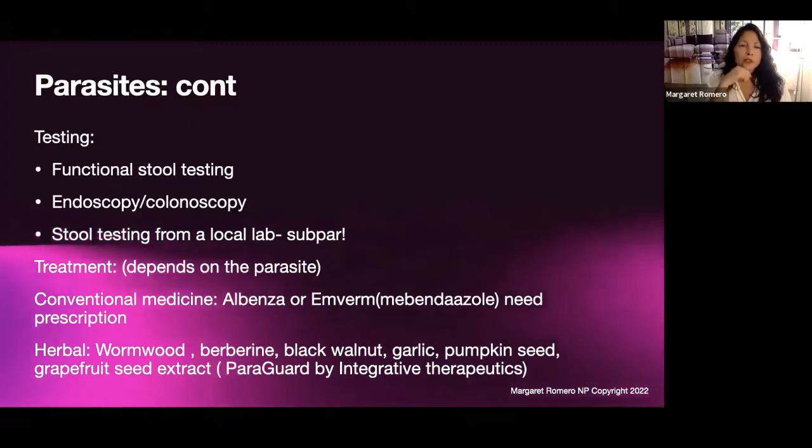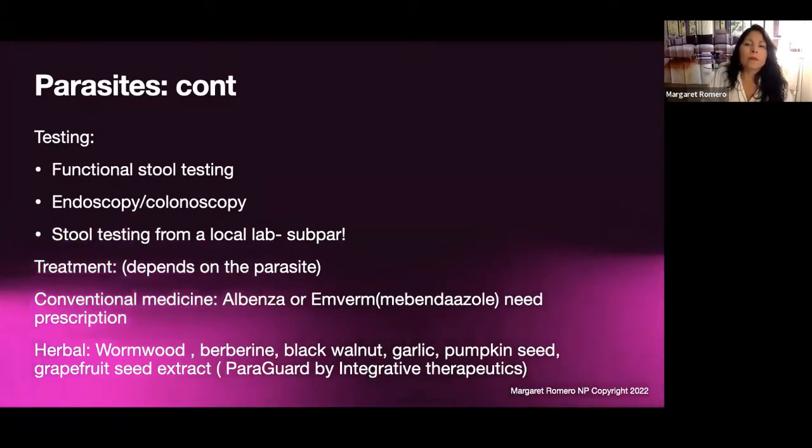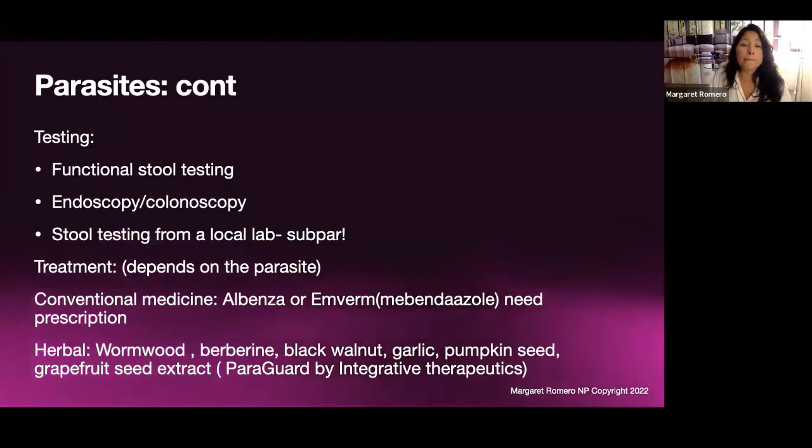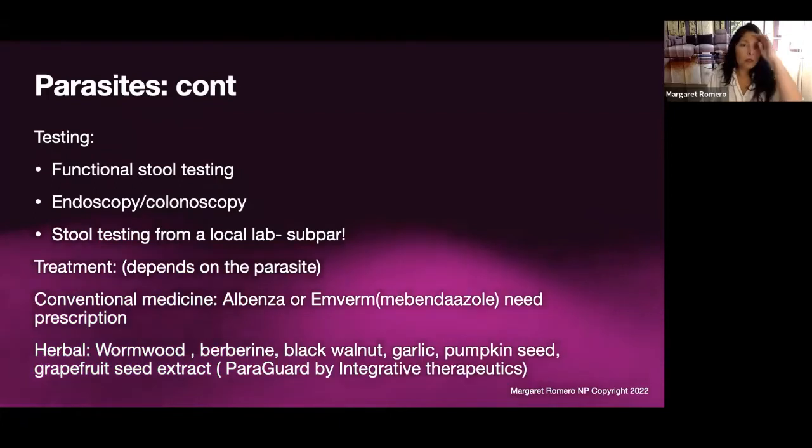Okay, so a couple of ways to treat here. There's obviously conventional medicine, there's prescription: mebendazole, which is Enverm, Albenza. You need a prescription for this. And sometimes people want this because it's quick, it's fast. I did that, so I don't really see a problem with that, to be honest with you.